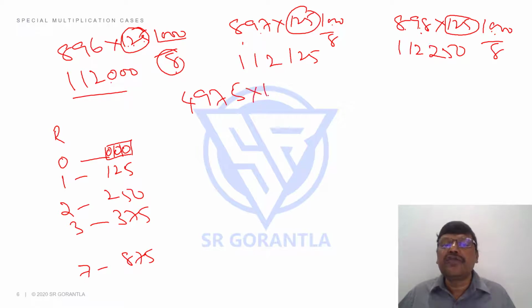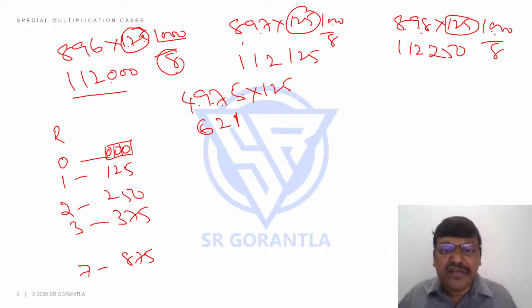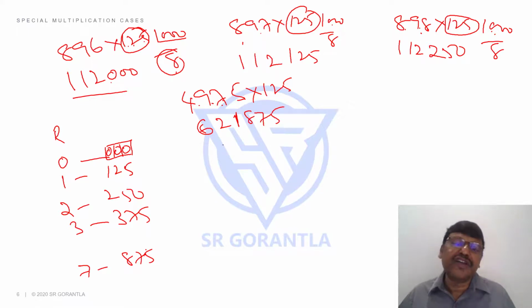4975 into 125. So let's divide. You have to divide by 8. 8 5s, 8 6s are 48. 17, 8 2s are 16. 15, 8 1s are 8. Remainder is 7. Remainder is 7 means what should I write? Last 3 digits as 875.